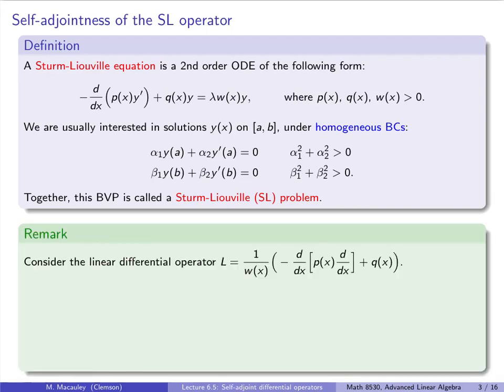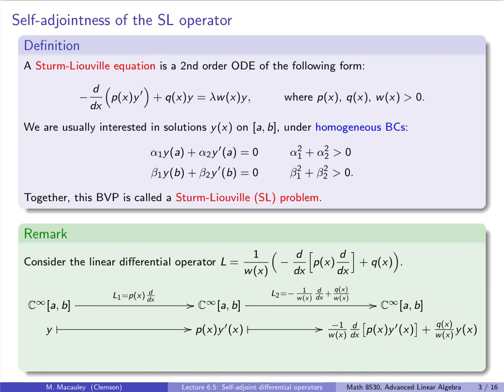Let me make a quick remark that I hope will slightly demystify this Sturm-Liouville equation. So consider the following differential operator: L equals 1 over w(x) times negative d/dx of p(x) d/dx plus q(x). So this is a differential operator. It's something that you can apply to a function y.